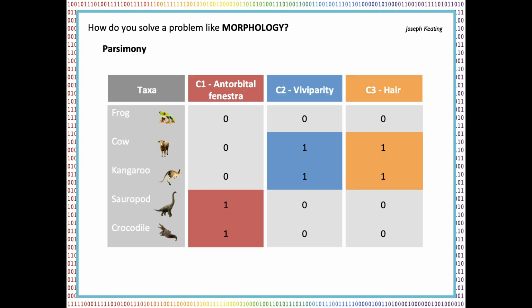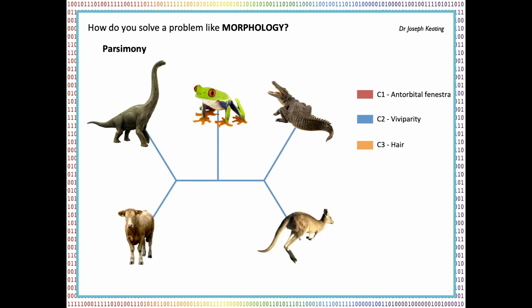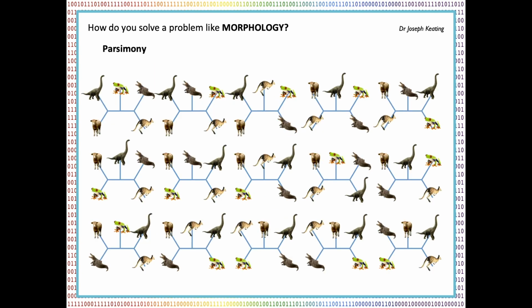Let's have a closer look at these methods, starting with parsimony. Here we have some discrete character data for a group of tetrapods. We can map the characters to a particular tree topology and count the number of state changes. This example tree requires 6 character state changes. Following the principles of parsimony, our preferred solution is the tree that requires the least number of character state changes.